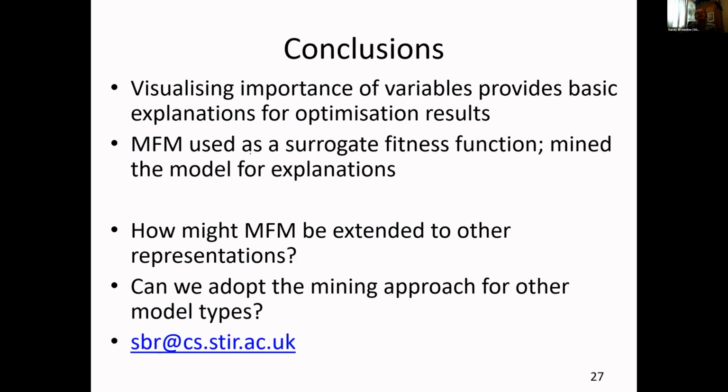So, just to summarise, visualising the importance of variables provides some kind of basic explanations for the optimisation results. There is clearly an awful lot more to go here, and that's what the current PhD project is looking at: how can we take this further? How can we extend it to other representations, other model types? How can we automate that process rather than arranging things manually as I was doing there? I think there's probably the beginning steps of something that you might call explanations here, but it's something that needs a lot more digging yet.